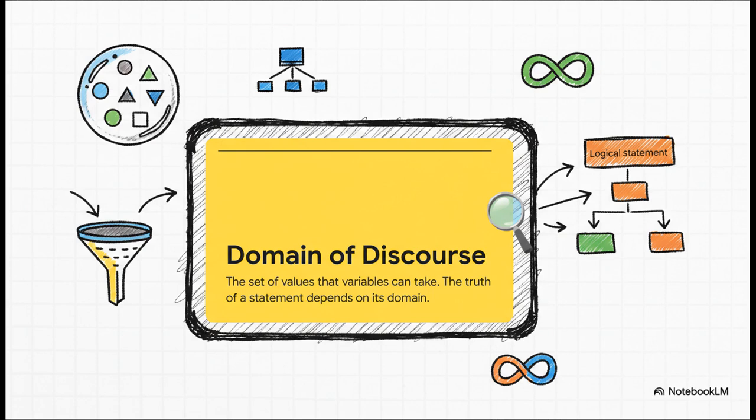Now, here's something that is absolutely critical. Before we can use these quantifiers, we have to define our playing field. It's called the domain of discourse. Basically, it's the universe of things we're allowed to talk about. Are we talking about all numbers? Or maybe just positive integers?